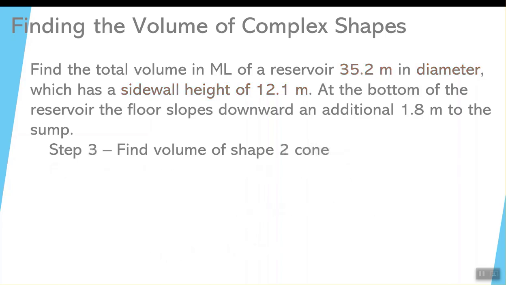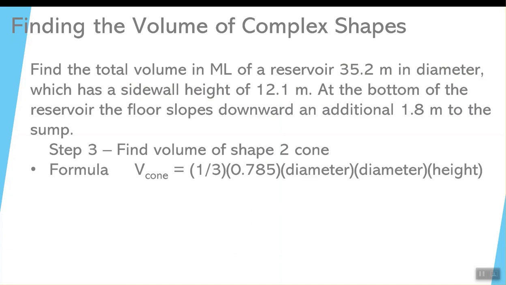The second shape that we're looking at is the cone. And we will remember that, again, the formula for a cone is 1/3 times 0.785 times diameter squared times height. Now, sometimes you might have some problems putting in 1/3 into your calculator. Another way to do that is just do the formula 0.785 times diameter squared times height, and then divide by 3. Same thing.